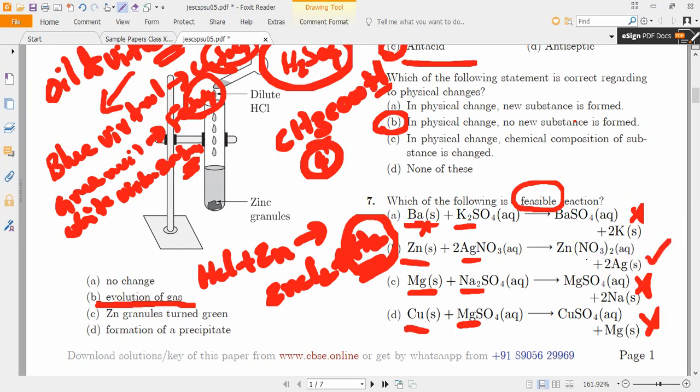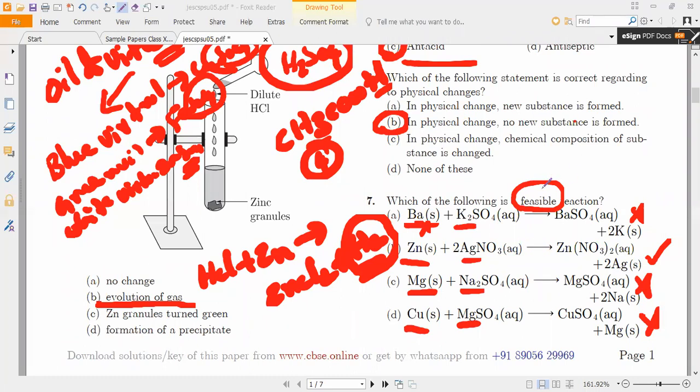So please kindly learn the zinc nitrate formula. Magnesium sulfate, copper sulfate, barium sulfate are all normal, because all the valencies are the same. But zinc nitrate is Zn(NO3)2, so be very careful. Nitrate is -1 and zinc is +2. That is why it becomes Zn(NO3)2. So kindly remember that. This is the reaction which will take place.